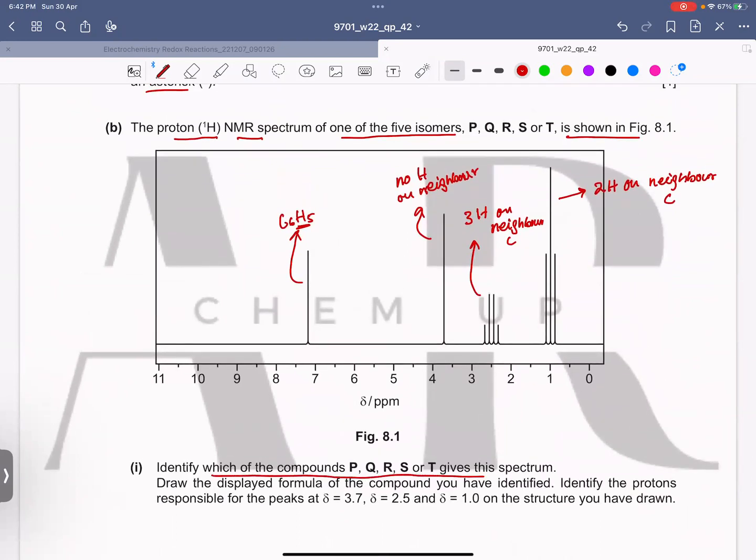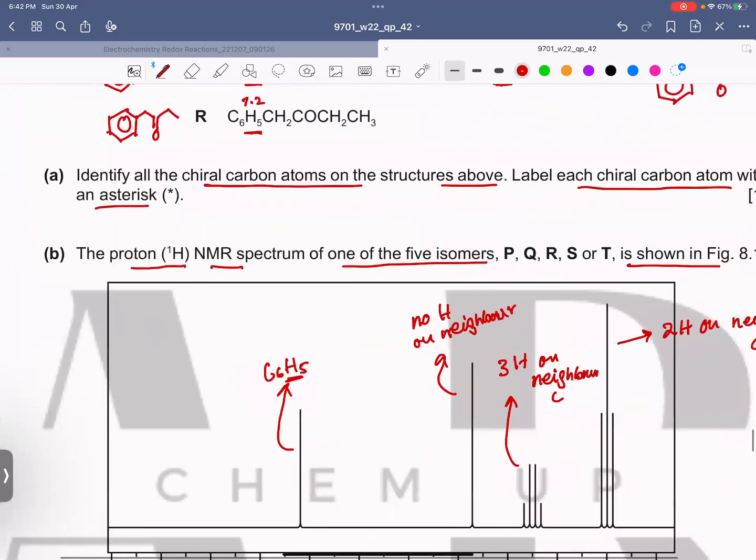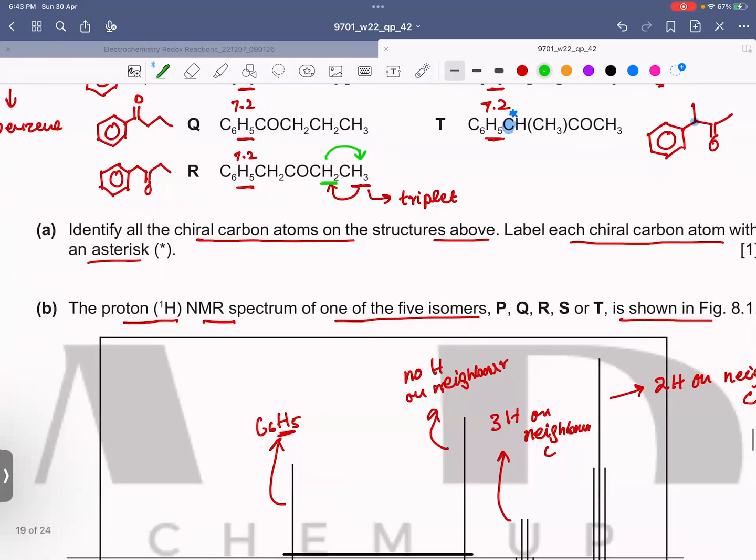Identify which compound gives this spectrum. Draw the displayed formula of the compound you have identified. Identify the protons responsible for the peaks at chemical shift 3.7, 2.7, and 1. If you look at R, I am clearly observing that these three hydrogens have two hydrogens in their neighbor. So for these three hydrogens, I'm going to observe a triplet, right? And for these two hydrogens, on their neighbor carbon there are three hydrogen atoms, which clearly means that this is going to show a quartet.